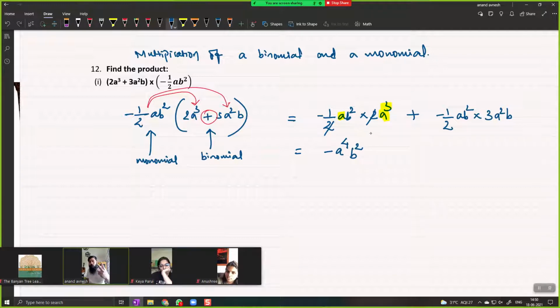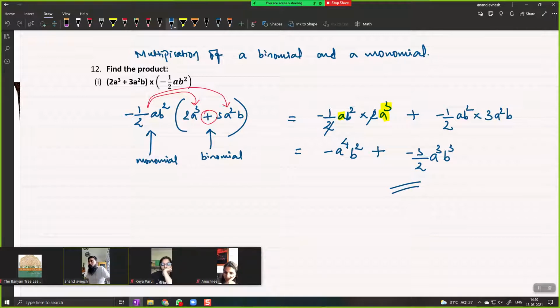Here you are going to do two multiplications, one with the first term, one with the second term, plus here you are going to get minus 3 by 2, because 3 and minus 1 by 2 will get multiplied with each other. A into a square is a cube, and b square into b is b cube. That's it. You cannot do anything else. This is the final multiplication answer.